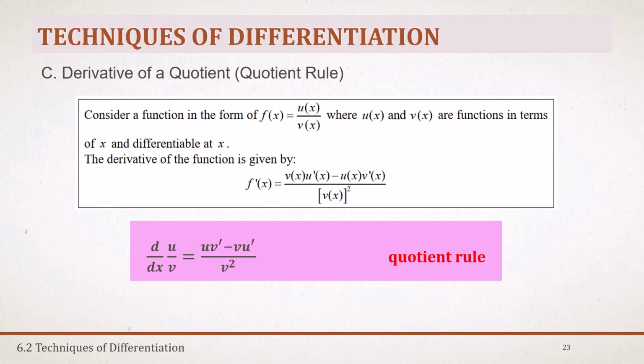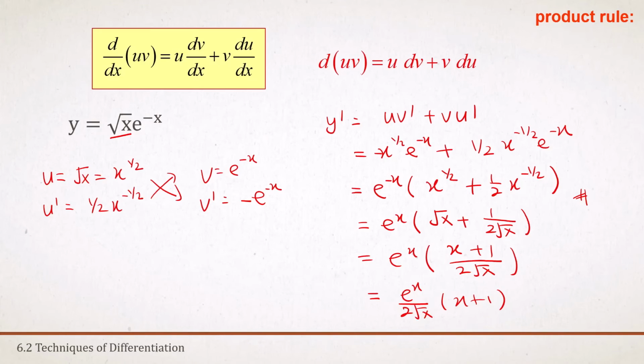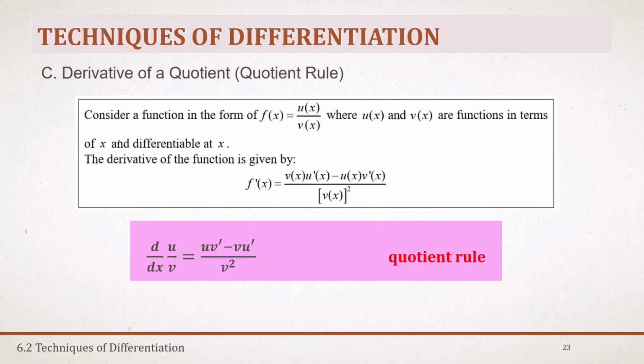Now we look at the third technique. It's called the quotient rule. The quotient rule is contrary to the product rule. Quotient rule means that you write your question in a quotient way, so you have u over v. The formula to differentiate u over v is vu prime minus uv prime over v squared. In the product rule, the choice of which one is u and which one is v doesn't matter, but for the quotient rule, the one in the denominator must be v. You have no other choice.